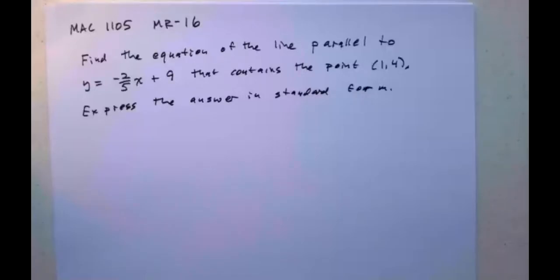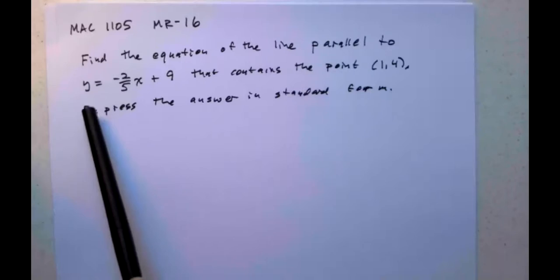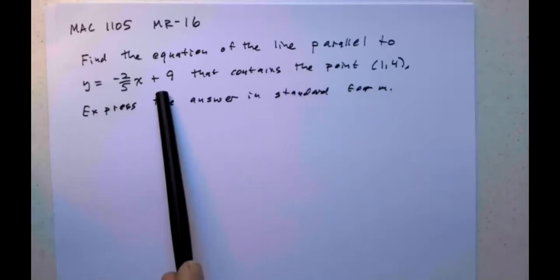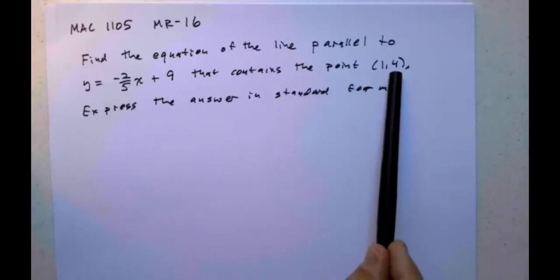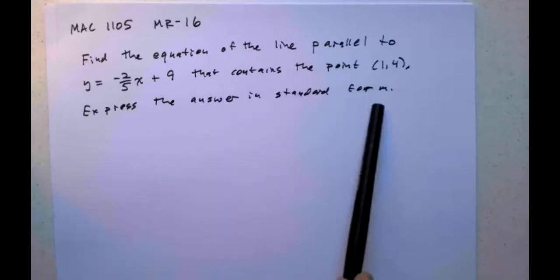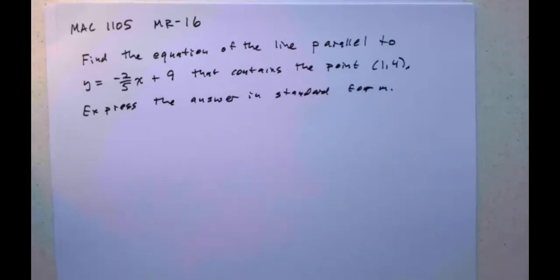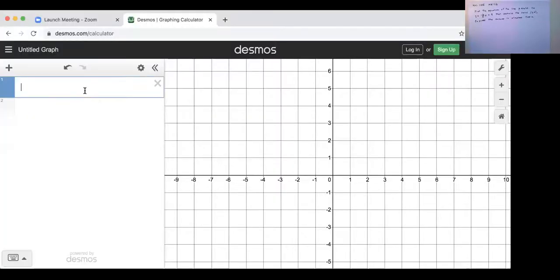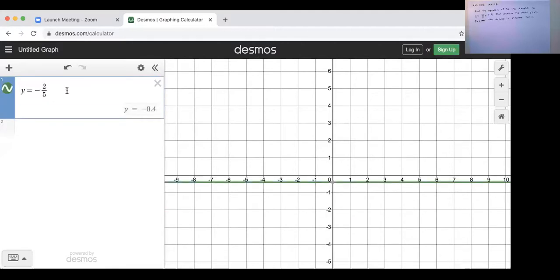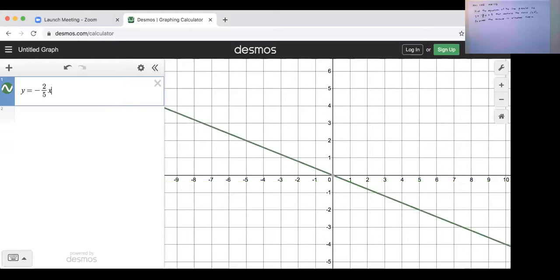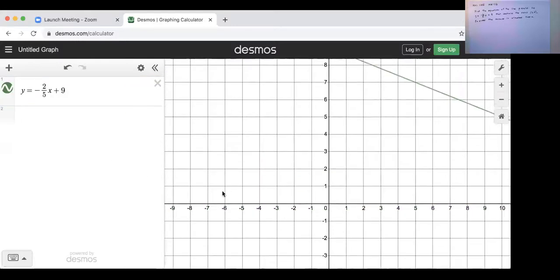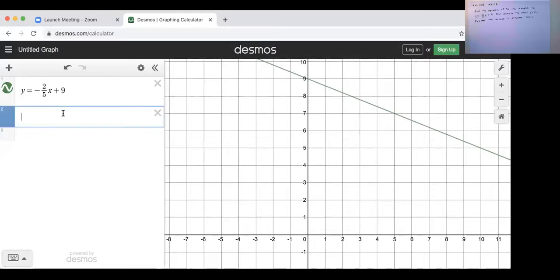So this question says, find the equation of the line parallel to y equals negative 2/5 x plus 9 that contains the point (1, 4). Express the answer in standard form. So let's take a look at Desmos first. Here's the line we're starting with, our original line, y equals negative 2/5 x plus 9. And we want the parallel line to go through the point (1, 4).